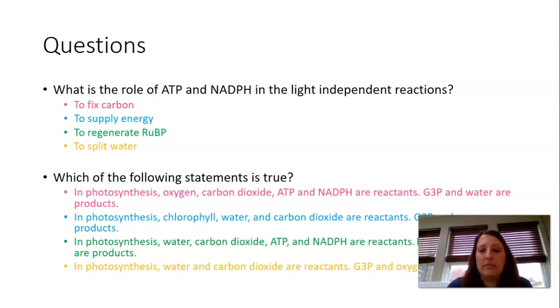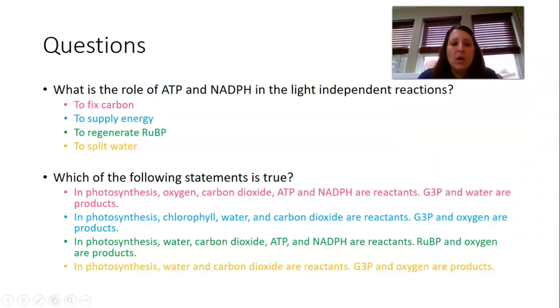Okay, next question. Let's move my camera so that you can really see these. Okay, what is the role of the ATP and the NADPH? What is the role of these two in the light-independent reactions, where those are the products of the light-dependent reactions? What exactly are they doing in the light-independent reactions? Are they there to fix carbon? Do they have a direct role in carbon fixation? Are they there to supply energy? Are they there to regenerate RuBP? Or is their role to split water? So what is the direct role of ATP and NADPH? What are they there for? Give you a minute.